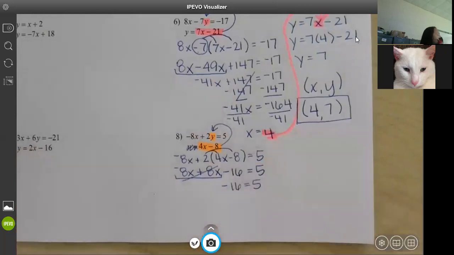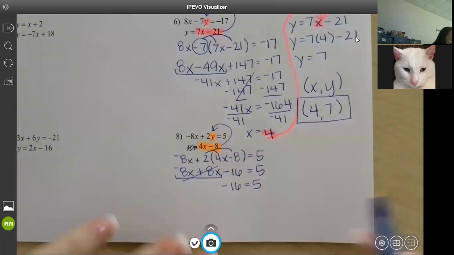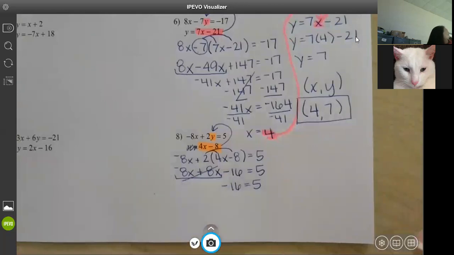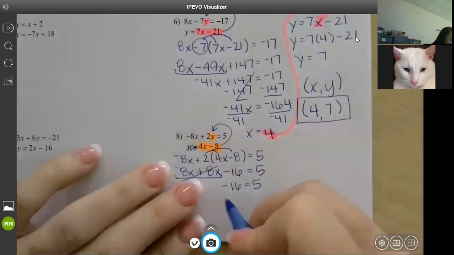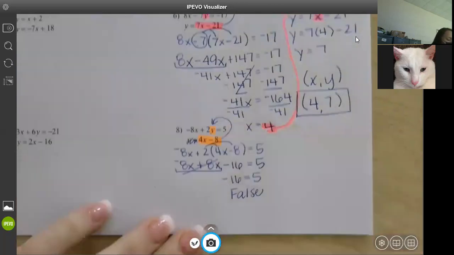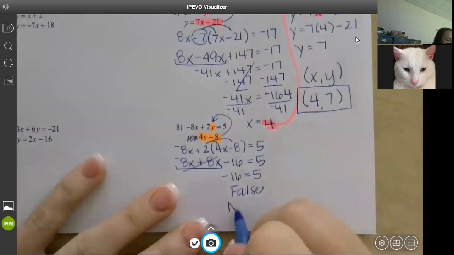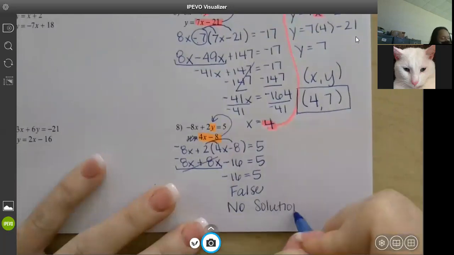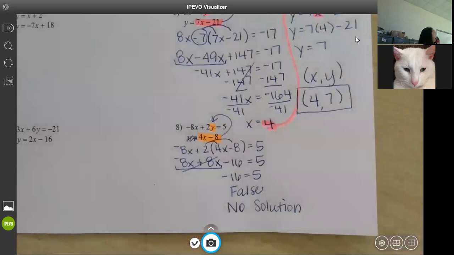Is this true or false? Is negative 16 equal to 5? No, so this is false because they're not equal. So remember, a false means that there is no solution. And we will know exactly why that happens soon. Okay.